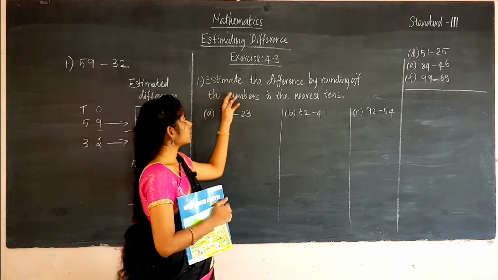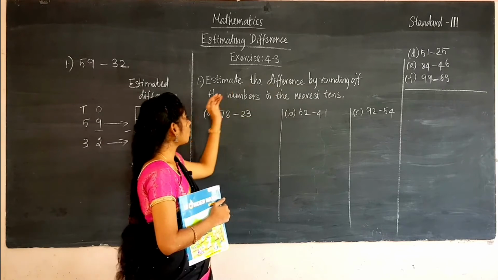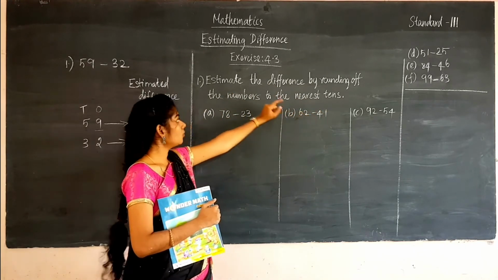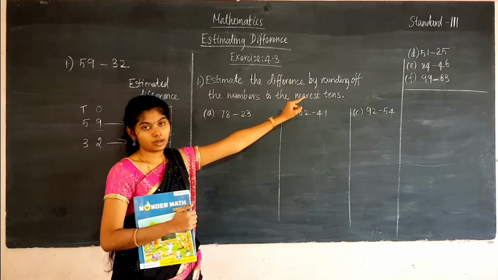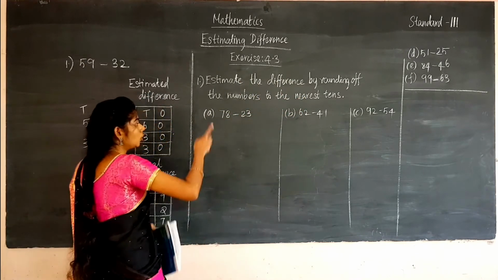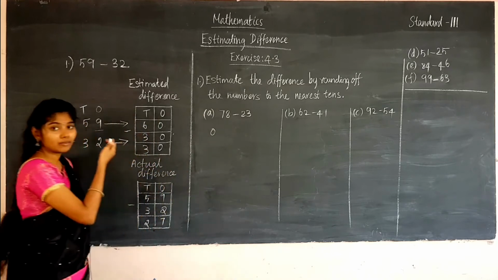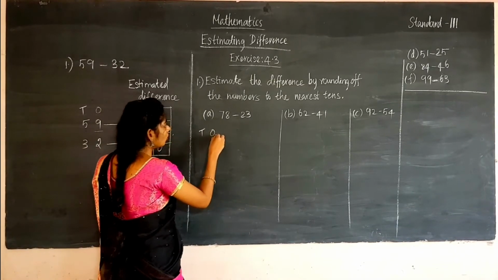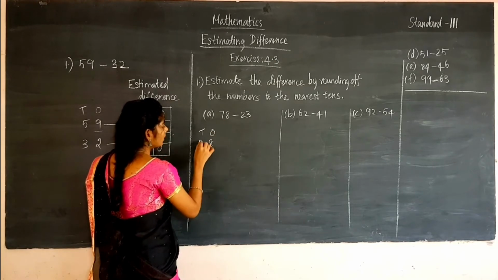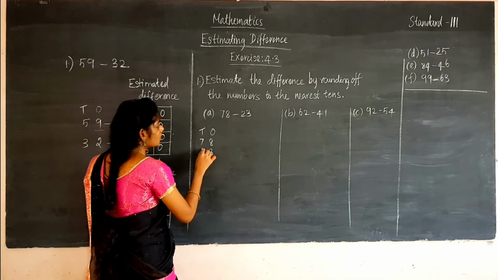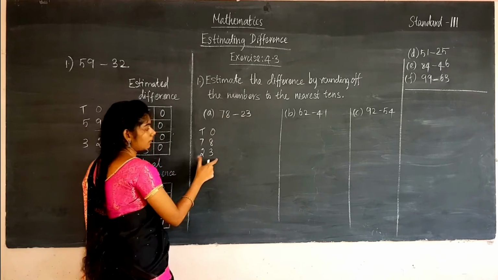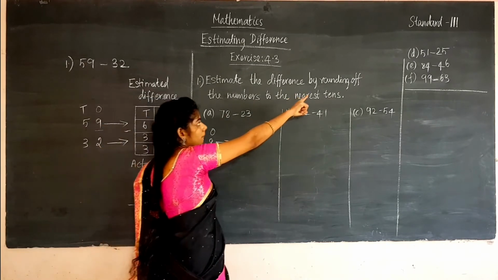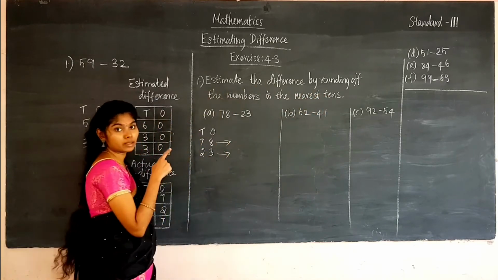The first one is to estimate the difference by rounding off the numbers to the nearest tens. To the nearest tens you are going to round off and then estimate the difference. First you have to round off the number. To round off the number, the same thing we have done here, you are going to try out in the exercise problem also. So we have to write the place values, then write the values in the places. I have written the number here. Now you have to round off each of the numbers. They have asked that by rounding off only we have to estimate this difference.